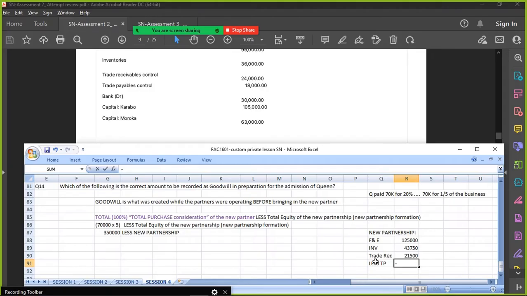Okay. Trade payables is a negative 18,000. That's at fair value. You've got bank. What is bank? Bank is an asset, right? Asset is cash. So the new partnership does have cash, and that cash amounts to 30,000.